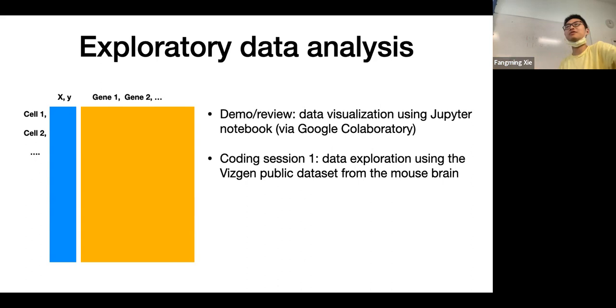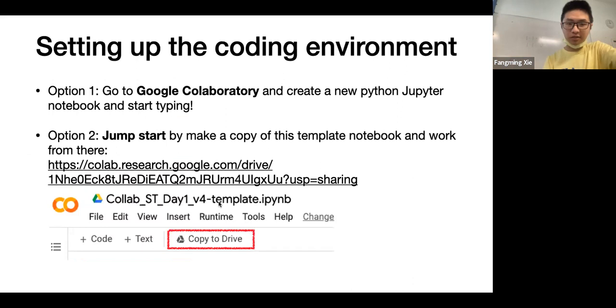What's their distribution, where they were expressed in the brain, something like that. So for that, let's do a quick coding. I'll do a coding demo and walk you through it, but I also want you to participate there.